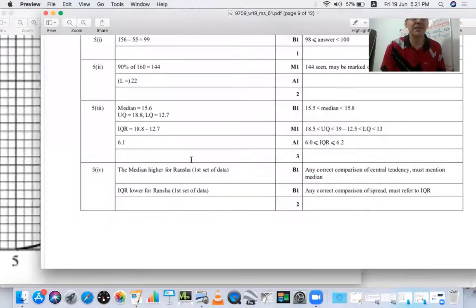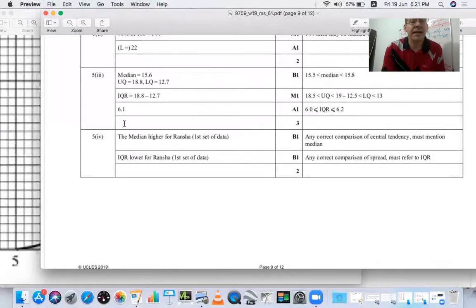So let's look at this. They did get 18.8 and 12.7, and they allow an interquartile range of 6 to 6.2, including both of those. So you can have 6.0, 6.1, or 6.2. We got 6.1, which was really good.